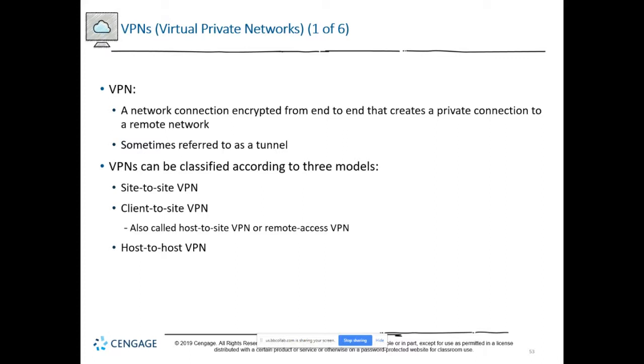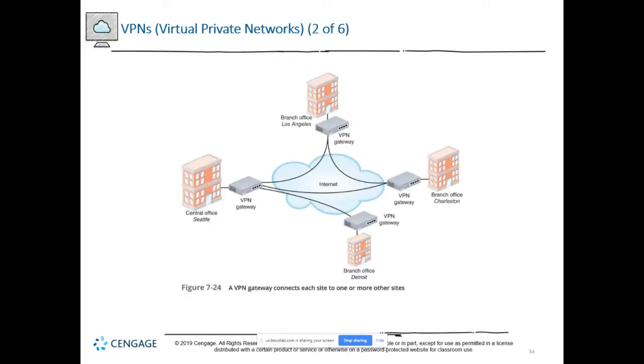VPNs, right? That's like the number one way people are connecting remotely nowadays. So we have site to site, or client to site, or host to host. Here's an example of a site to site, right? We have all these branch offices. We have 3 branch offices and a corporate office, and they're all connected by VPN gateways, so that even though they're in separate cities, in separate states, they can look at one network and access resources locally.